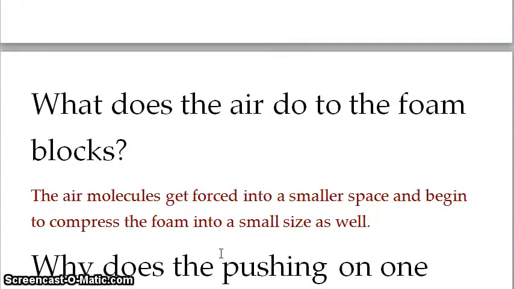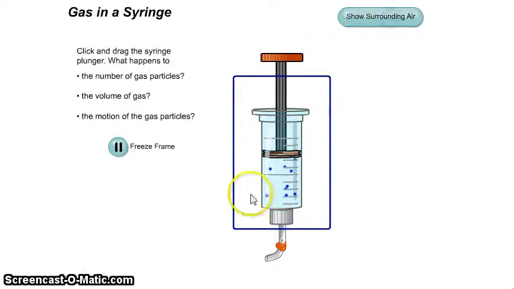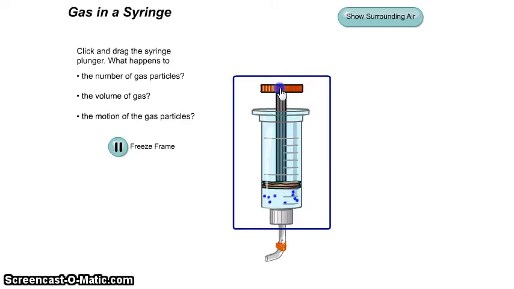One of the next things that we added to these syringes were some pieces of blue foam. We wanted to know what the air did to the foam as we started to change the air pressure inside the tubes. The air molecules get forced into a smaller space, and they begin to compress the foam into a smaller size. Essentially, we're looking at the air molecules beating on the pieces of foam. As they get pushed into a smaller space, they're going to bounce around more often, and they're going to bounce off of the foam a lot more and cause it to shrivel or shrink.